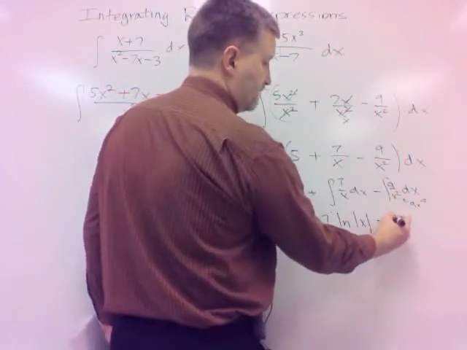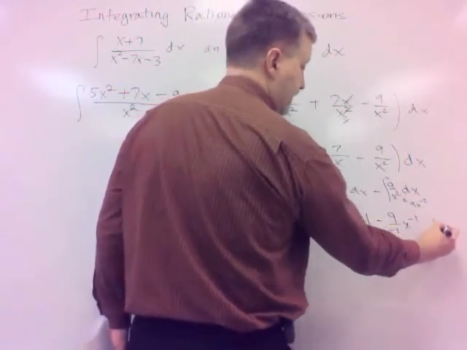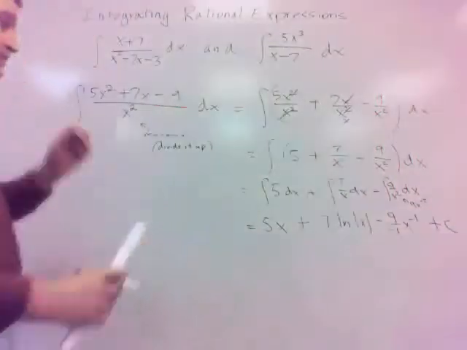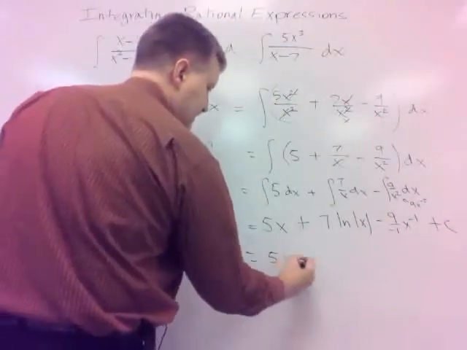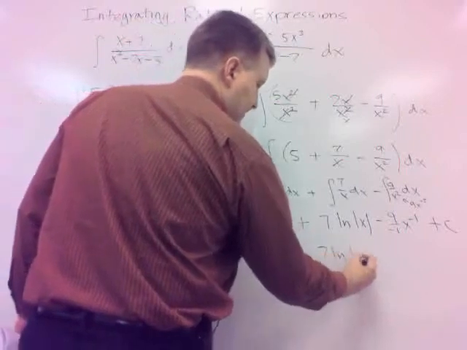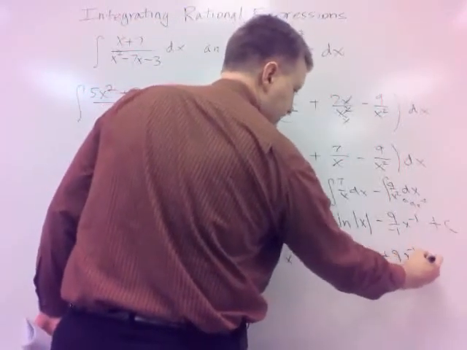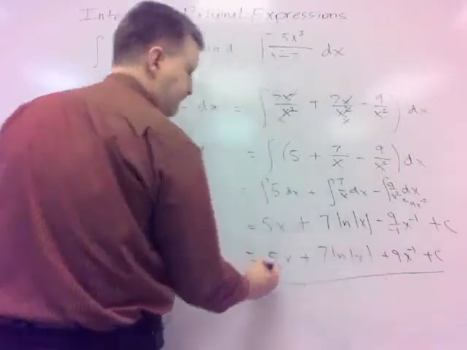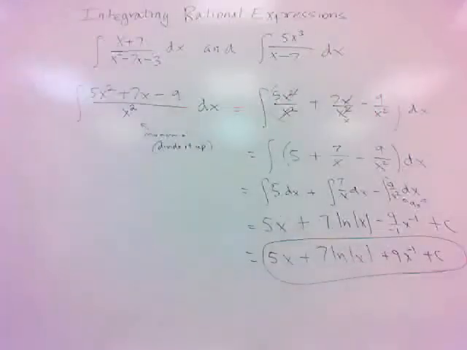Add 1, so we have 9 divided by negative 1, x to the minus 1, plus C. So those are relatively easy. We'd wind up with 5x, 7 ln of absolute value of x, plus 9 over x, or 9x to the minus 1, however you want to write that. But okay, so that one we've hit upon before, but I don't think it hurts to do it again.